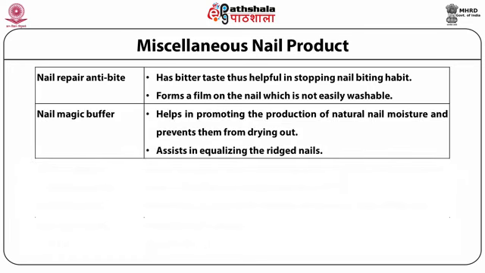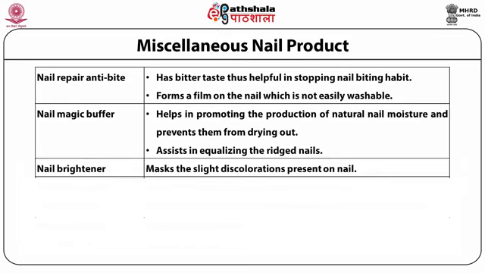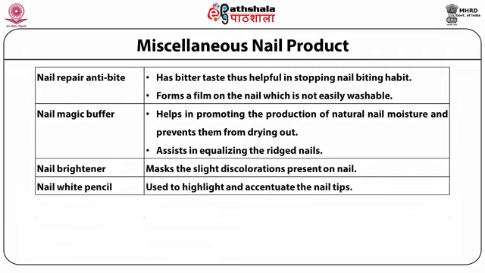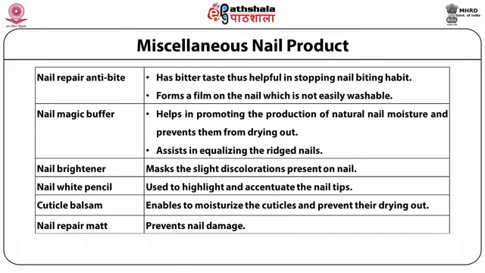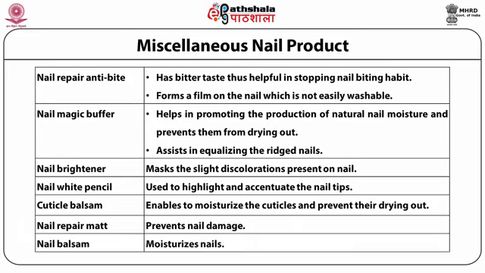Nail magic buffers help in promoting the production of natural nail moisture and prevent the nails from drying out. They also assist in equalizing ridged nails. Nail brighteners mask the slight discolorations present on the nails. Nail white pencils are used to highlight and accentuate the nail tips. Cuticle balsams moisturize the cuticles and prevent them from drying out. They are used to support the growth of the nail. Nail repair mat prevents nail damage, and nail balsam moisturizes the nail.